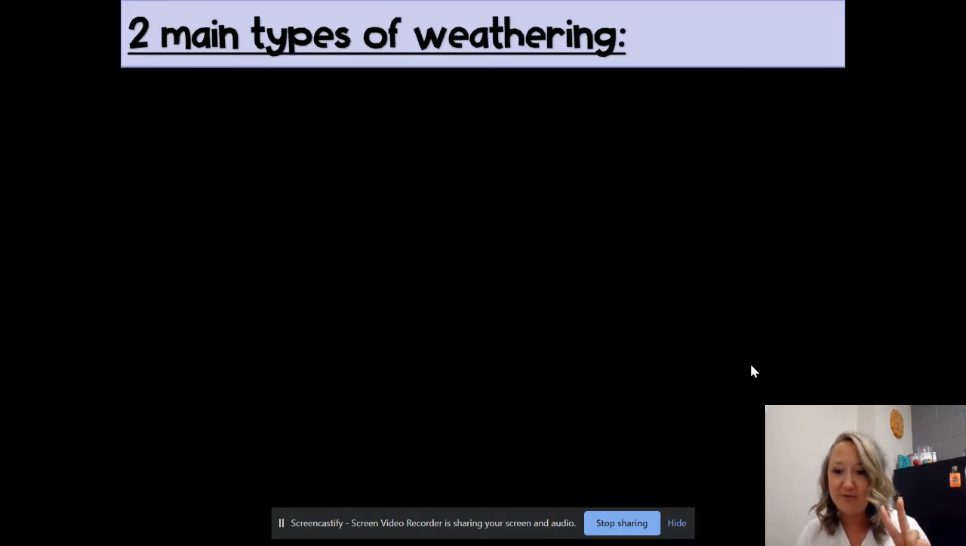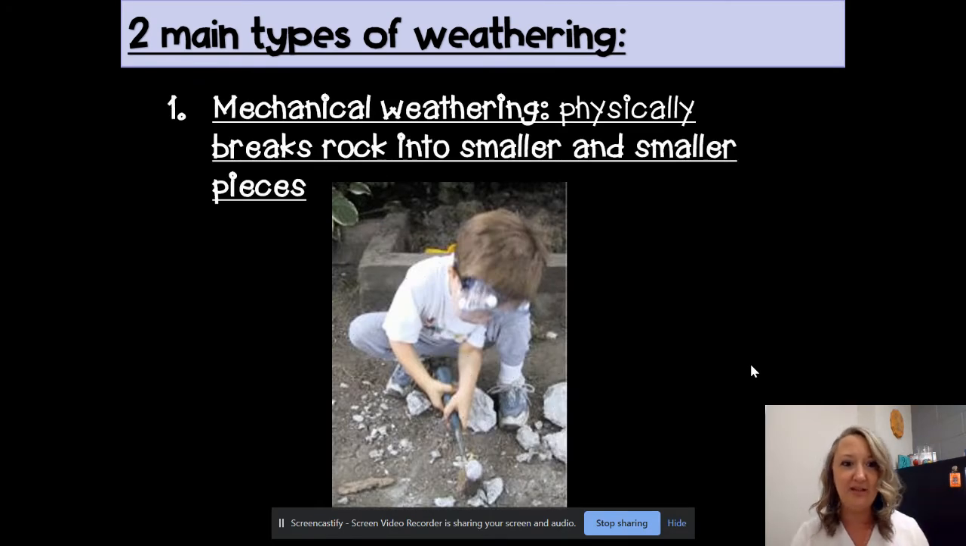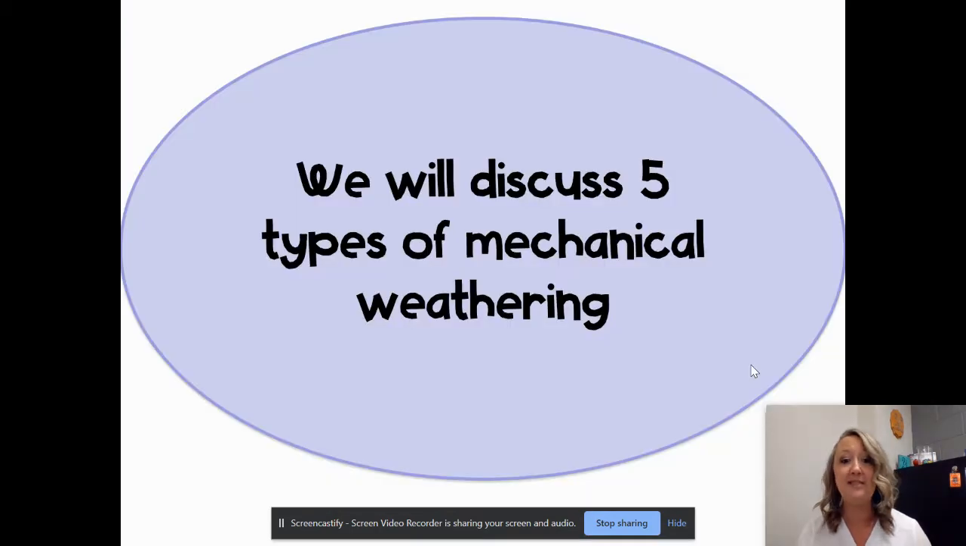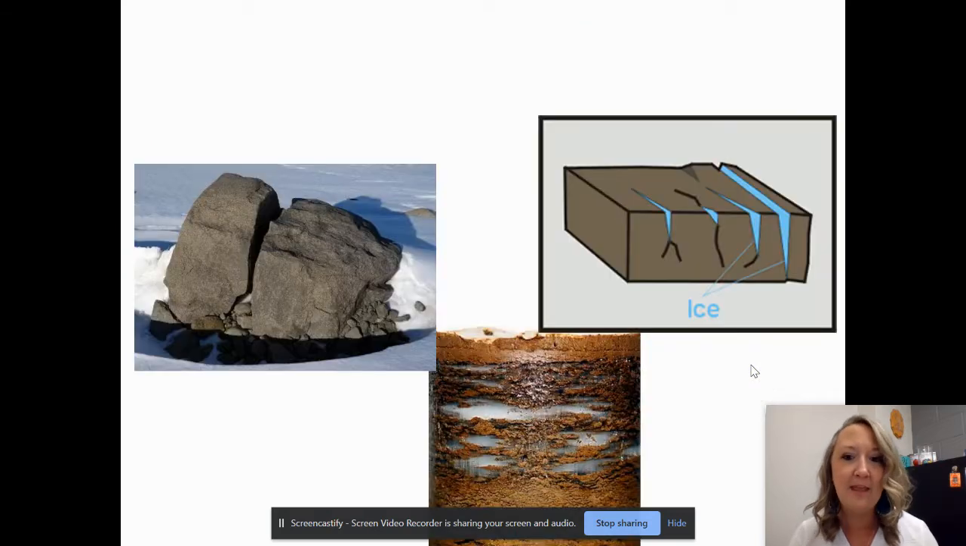So there's two main types of weathering. We're going to fill this in at the bottom box on the front of your paper. There's mechanical weathering. This is a physical breakdown. This is a physical change. We're not changing the makeup. We're just making the pieces smaller. And there are 5 main types of mechanical weathering. So if you'll flip to the second page of your notes, I can show you the 5 types of mechanical weathering, and then we'll come back to that box about physical.